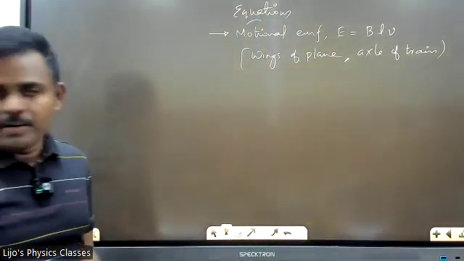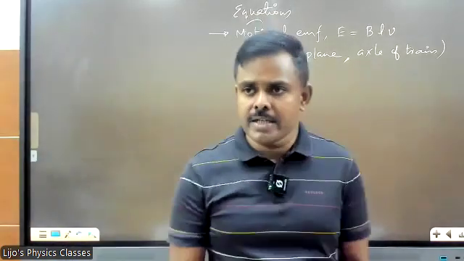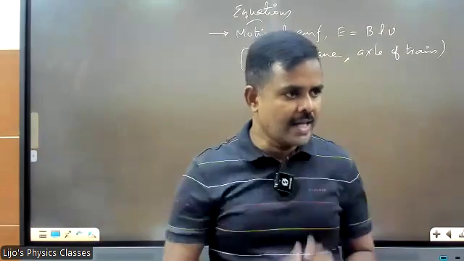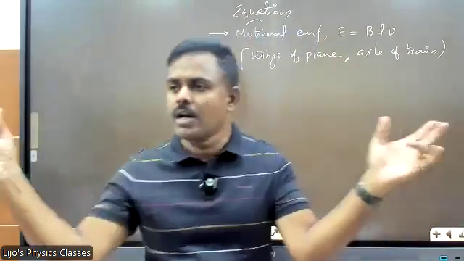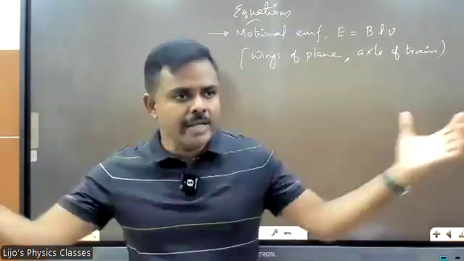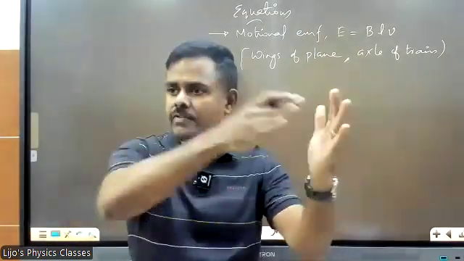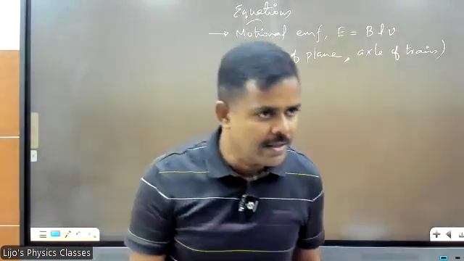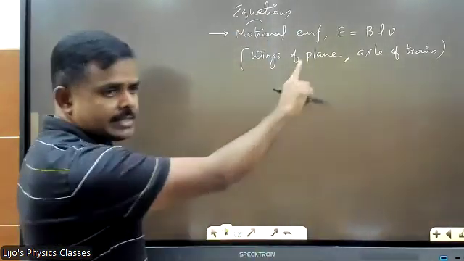Wings of plane. What will be the length of the conductor? The conductor is in fact the wing. So wingspan. I would call it wingspan. Wingspan means the total end-to-end length of the wings, right? That will be taken as length of the conductor. Got it? All right.